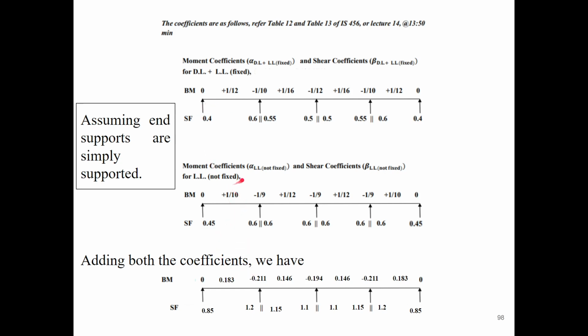In the case of LL not fixed, with no DL, these are the moment coefficients and these are the shear coefficients. So these are the different cases. For LL not fixed and no dead load, these are the values, and for DL and LL fixed, these are the values. Adding both coefficients, we get the total coefficients. Assuming the end supports are simply supported, that's why it is 0. Otherwise we would need to take these values also. Apart from this, these values are obtained from the table itself, so from this we can predict everything.